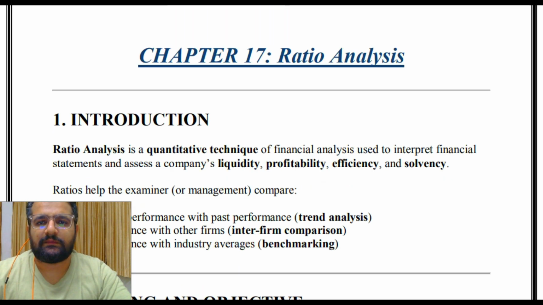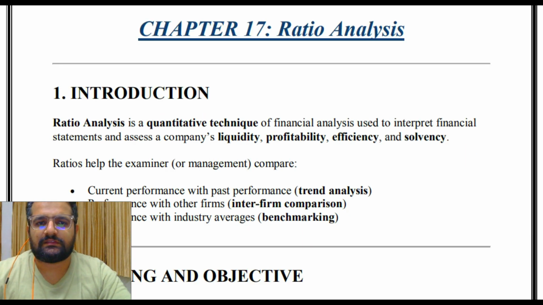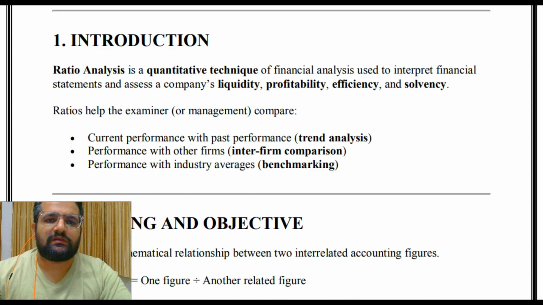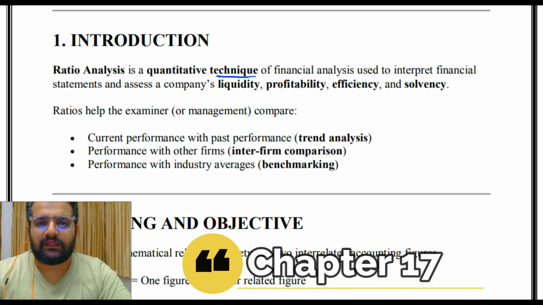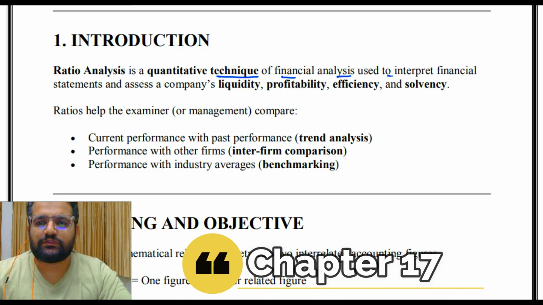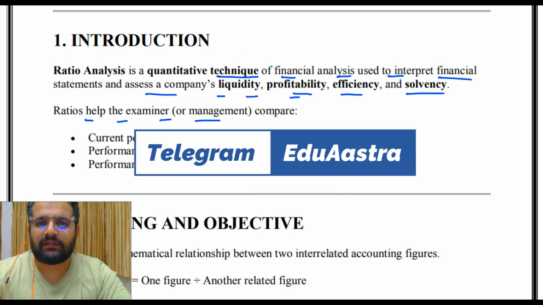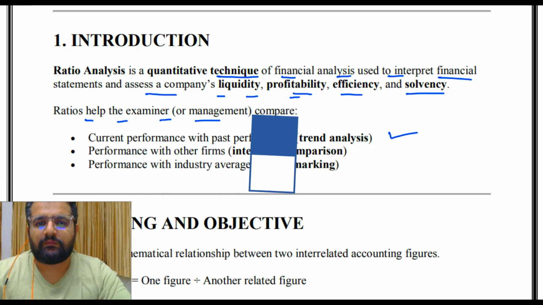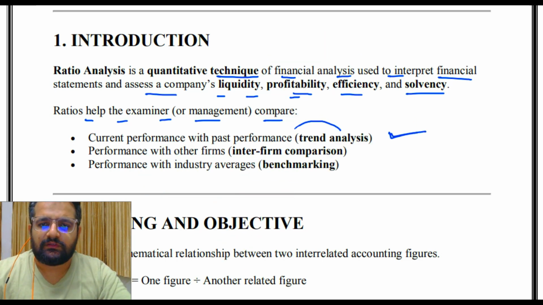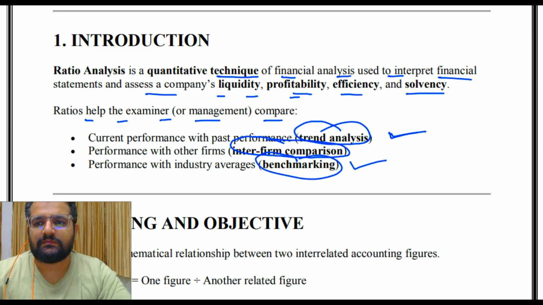So let's start with our chapter 17, that is ratio analysis. Introduction. Ratio analysis is a quantitative technique of financial analysis used to interpret financial statements and assess a company's liquidity, profitability, efficiency, and solvency. Ratios help the examiner or management compare current performance with past performance, that is trend analysis, then performance with other firms, that is inter-firm comparison, then performance with industry averages, that is benchmarking.